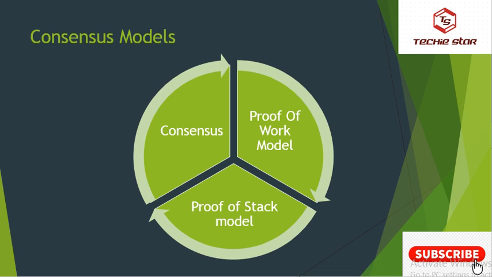So the consensus model. Blockchain uses two types of consensus mechanism, or algorithms. We can call them the proof of work model and the proof of stake model. So these are the two types of consensus mechanism used in blockchain. We will discuss them in the next video. As we already defined, the scope of this lecture is the basic introduction about blockchain.